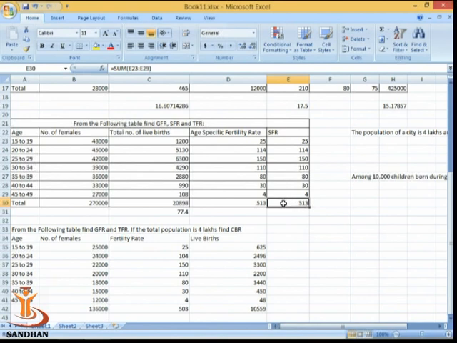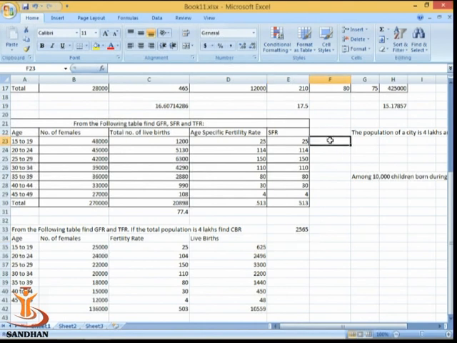Okay. If this summation SFR, 5.3, is multiplied by 5. Why 5? 15 to 19 is having the difference of 5 years. 15, 16, 17, 18, 19. Next also 20 to 24 age group difference is 5 years. 25 to 29 again 5 years. And age group difference is same, that is 5. So we are getting 26.5.